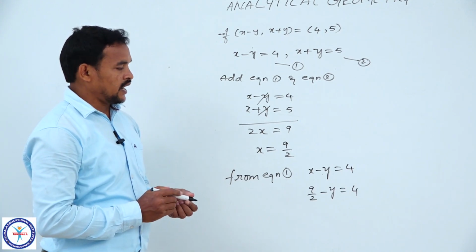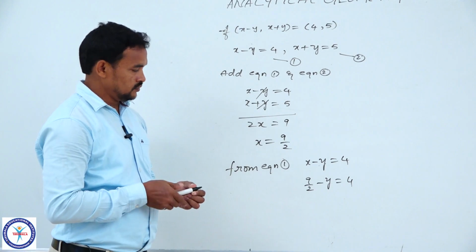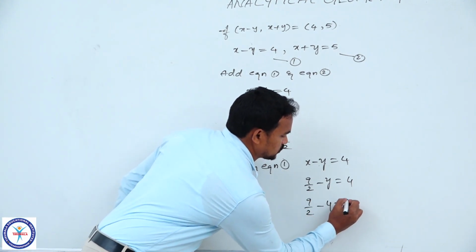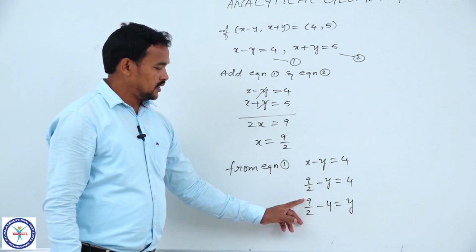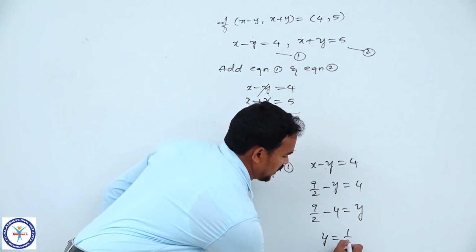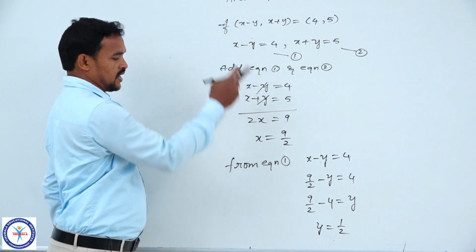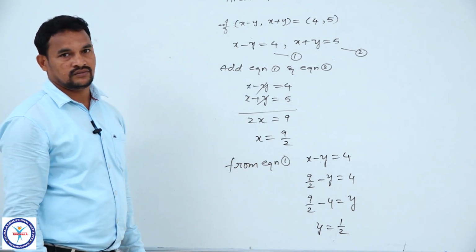Here minus y you take to the right side, and the 4 on the right side you take to the left side. 9 by 2 minus 4 equals y. Here 2 fours are 8, 9 minus 8 is 1. Therefore y equals 1 by 2. So for this question, the x value is 9 by 2 and the y value is 1 by 2.